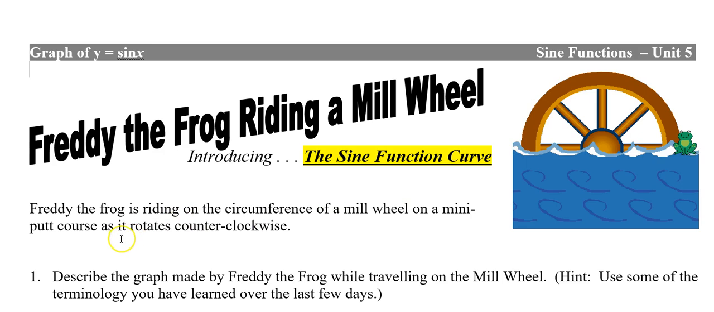And what we're going to be looking at is the graph made by Freddy the Frog while traveling on the mill wheel. And we're going to be comparing his height above or below the water as a function of the angle that he has rotated. So on the x-axis will be the degree or the angle that he's rotated.